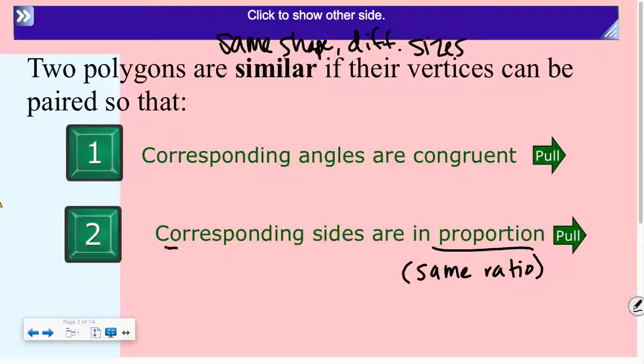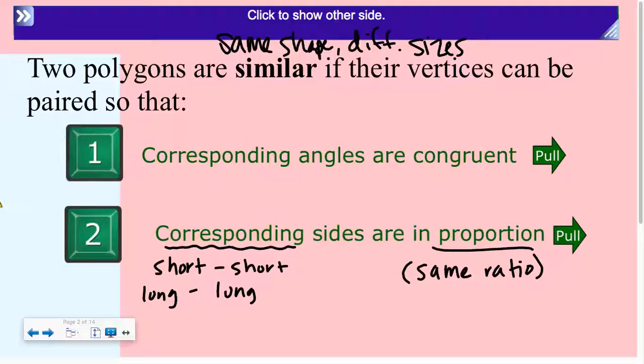And corresponding sides, if I had two triangles, would be like the shortest side of one triangle to the shortest side of the other triangle. And then the longest side of the first triangle would correspond with the longest side of the second triangle, and then the guys in the middle. Okay, corresponding doesn't necessarily mean bottom to bottom, left side to left side. You have to make sure you go short to short and long to long. Okay.